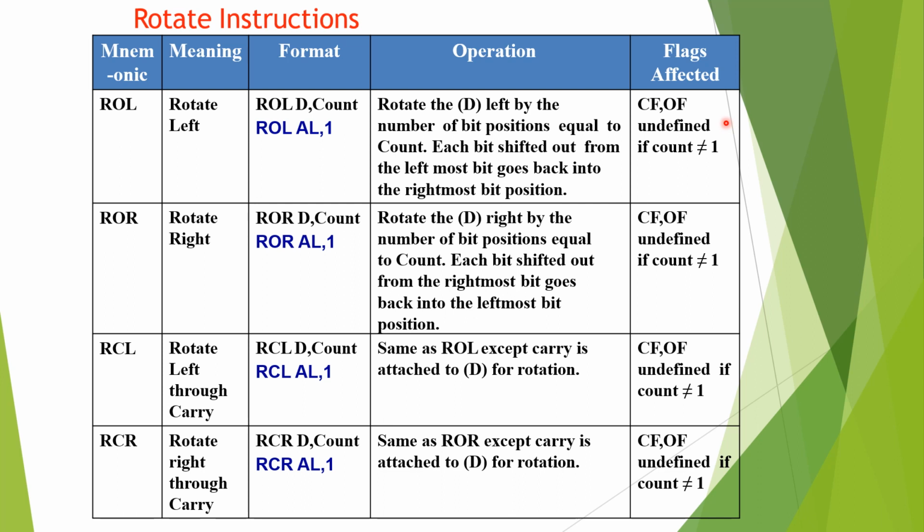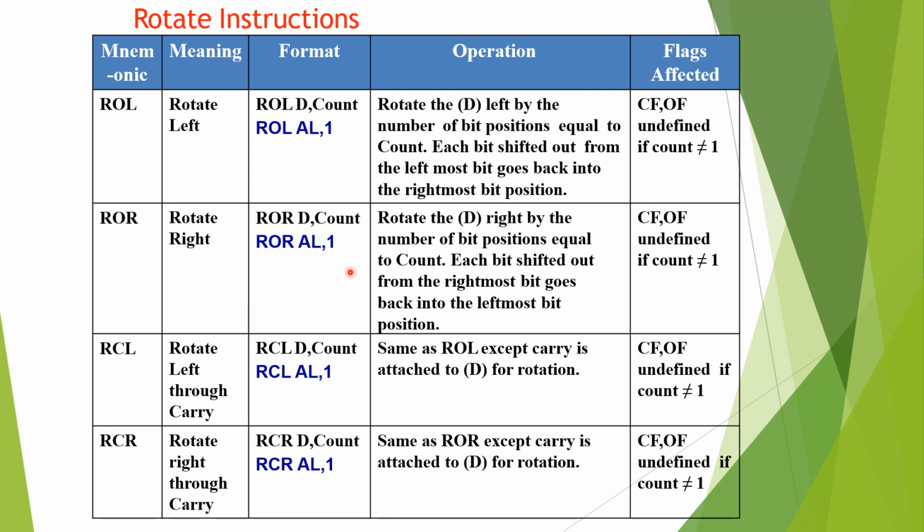The carry flag and overflow flag are undefined if count is not equal to 1. The format is ROL destination, count. The destination could be any register. So ROL AL, 1 means the content present in the AL register is rotated in the left direction one time. Similarly, rotate right takes the example ROR AL, 1. So here the content of the AL register is rotated towards the right direction for a single time because the count is equal to 1.